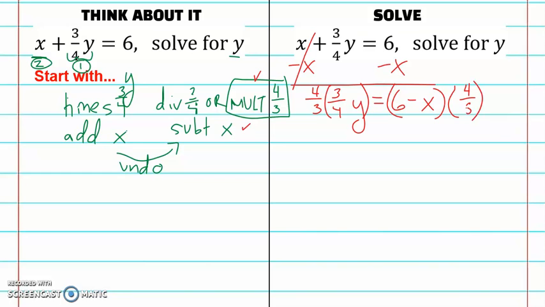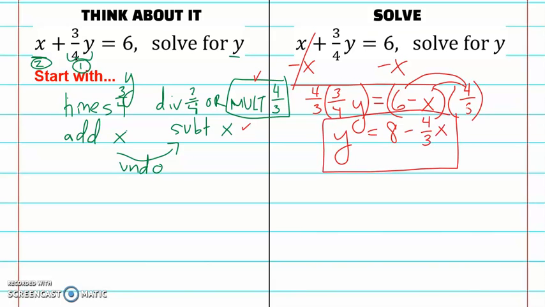So 4/3 times 3/4 is going to give me a positive 1y. And then we multiply the 4/3 times 6. 6 times 4 is 24, divided by 3 is 8. And then negative 1 times 4/3 is negative 4/3 times x. There it is. That's what you do.